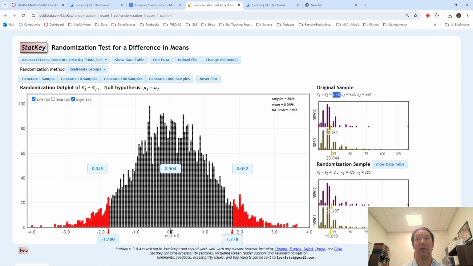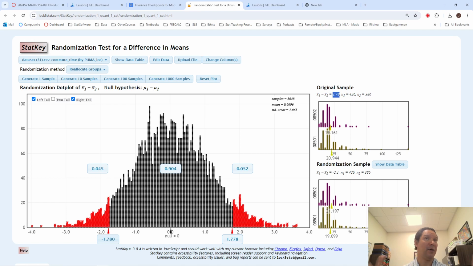It's plausible. We haven't proved that the commute times are the same. We never can actually prove that they are the same, but we can say that it's plausible that there really is no difference in the mean times, even though our data shows about a 2-minute difference between commute times.